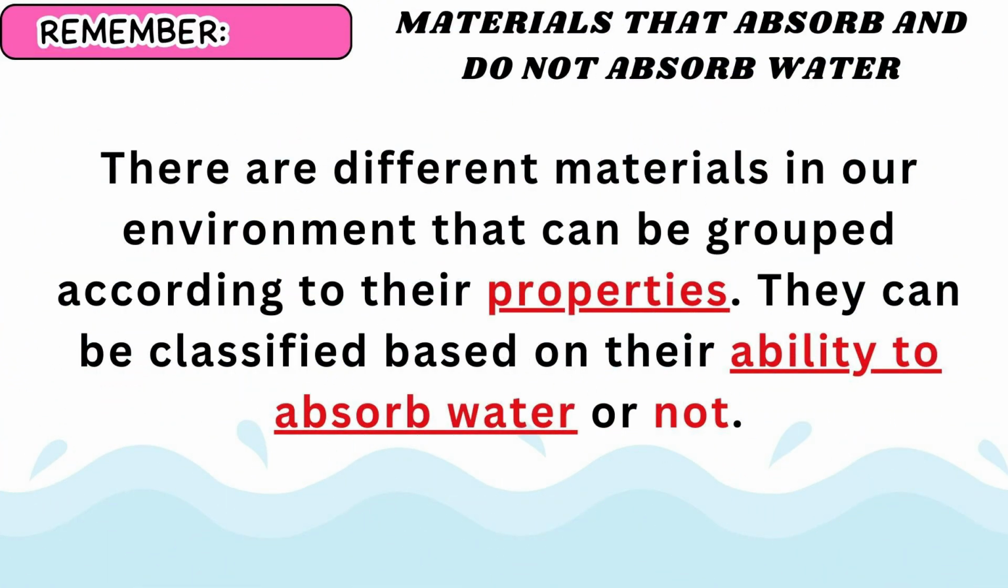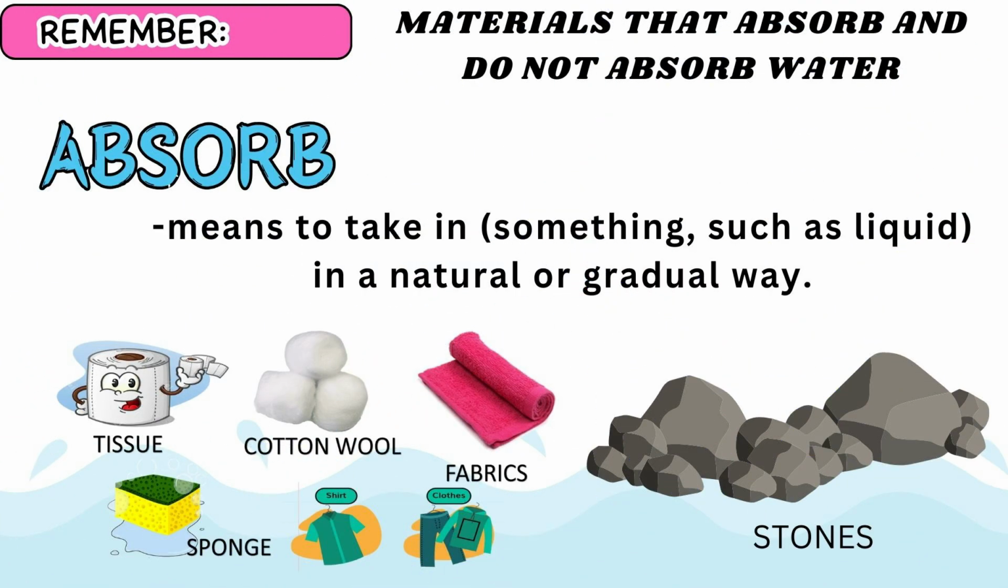Did you know, class, that there are different materials in our environment that can be grouped according to their properties? They can be classified based on their ability to absorb water or not. What is the meaning of absorb? Absorb means to take in something, such as liquid, in a natural or gradual way. Here are some examples of materials that can absorb water. Can you name another one?